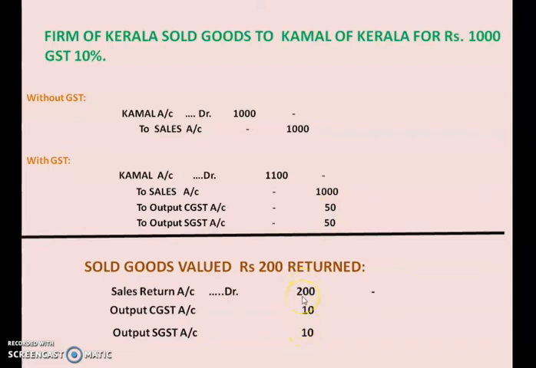So on this 200, you have to calculate 10%. So how much will you get? 20 rupees. The 20 rupees you will divide half to CGST and SGST. To Kamal account 220. Simple, no?